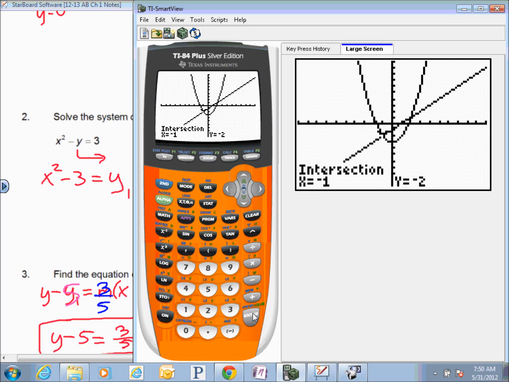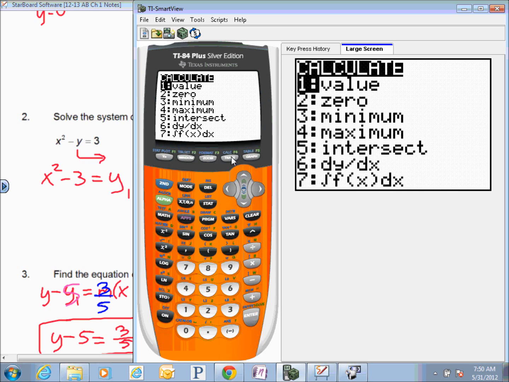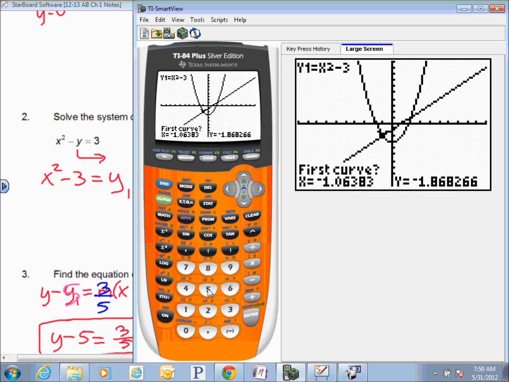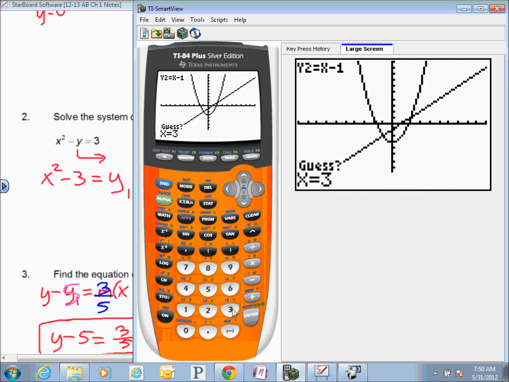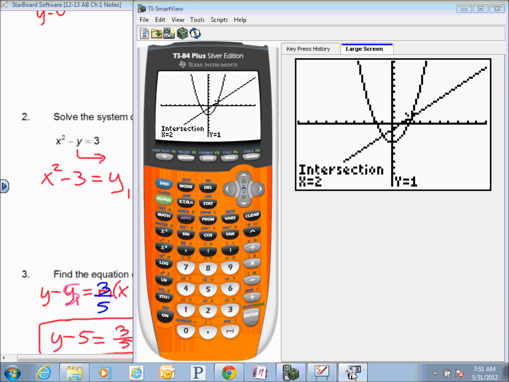So I've got one solution at the point negative 1, negative 2. And then if I repeat that to find the second one, we'll choose 5, intersect. This time, first curve I hit enter again, second curve I hit enter again. But now this time for my guess, to make it faster, it looks like it's around x equals 3. So I'll punch in the number 3 and hit enter, and my intersection point is at the point 2, 1. So my two solutions are the point negative 1, negative 2, and 2, positive 1. So that's how you will handle this using your TI-83 or 84 graphing calculator.